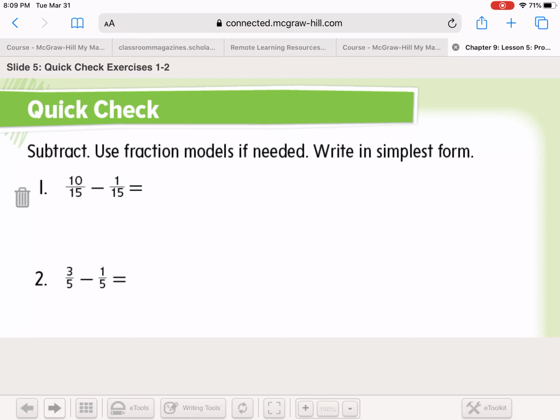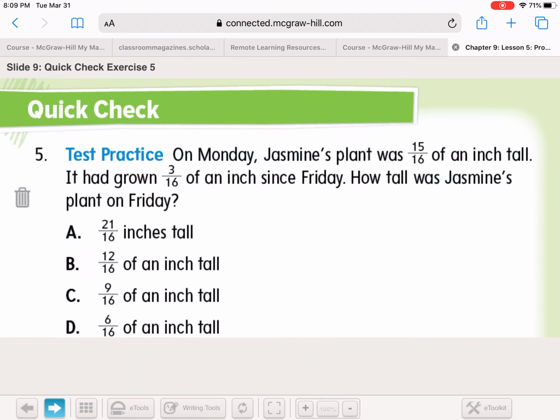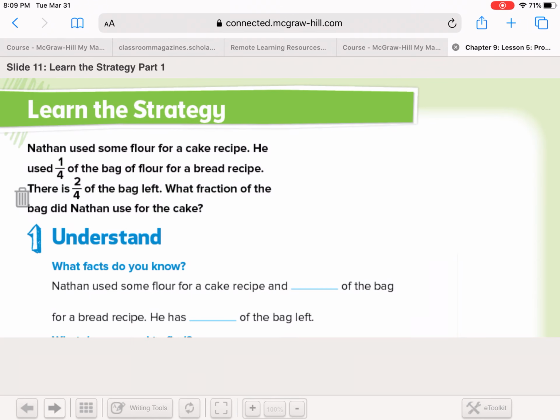Quick check. We're going to skip through it because we really need to get into today's lesson. So, let's go. Let's go. Learn the strategy.